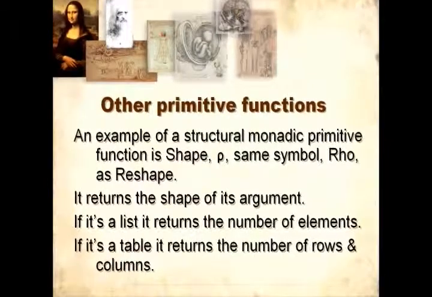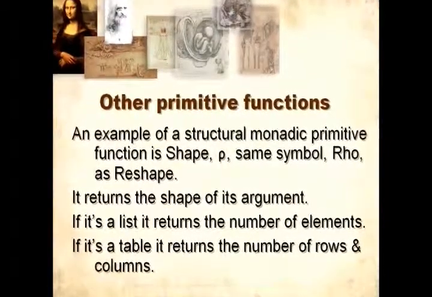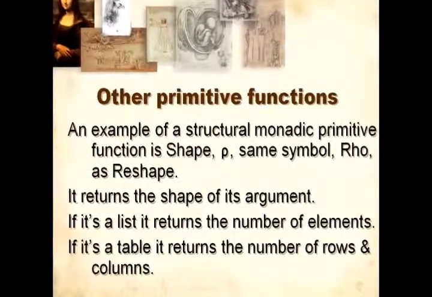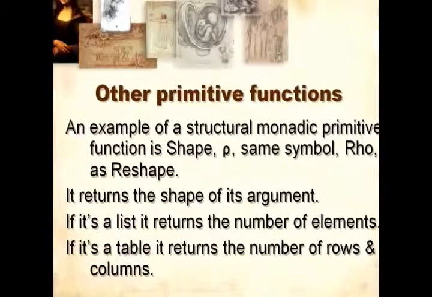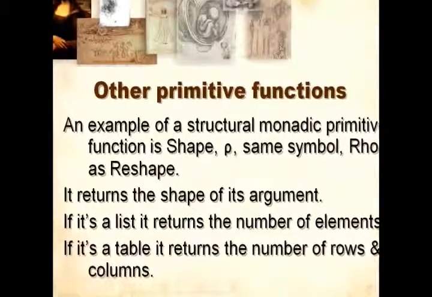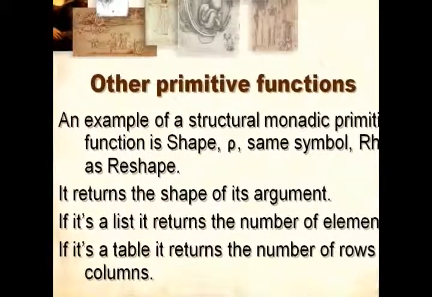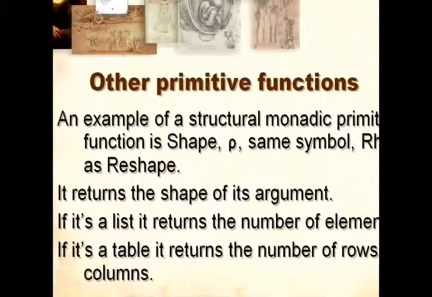An example of a structural monadic primitive function is shape, rho. Same symbol as we've seen as reshape. This time it's the monadic form. It returns the shape of its argument. If it's a list, it returns the number of elements. If it's a table, it returns the number of rows and columns.